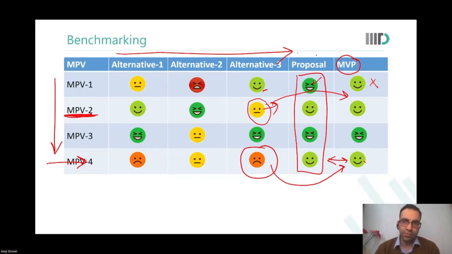Are you able to see this? Yes. Any further questions on this?